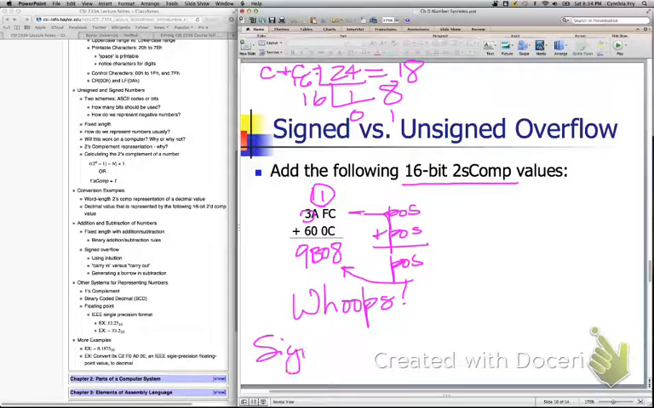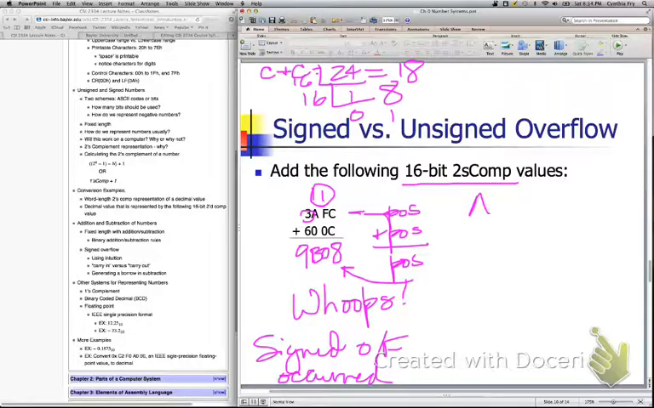Signed overflow occurred. So I can do the addition, but I didn't get the right answer. When I add two positive values, I expect a positive result. But I didn't get one. I got a negative one. So signed overflow occurred. Let's do another couple of these.